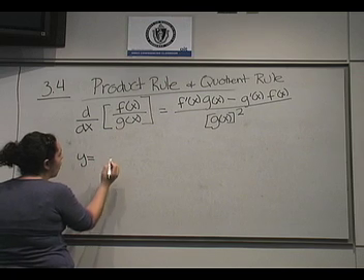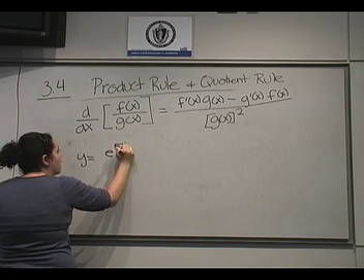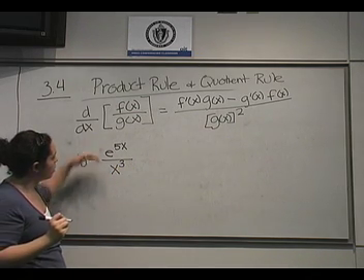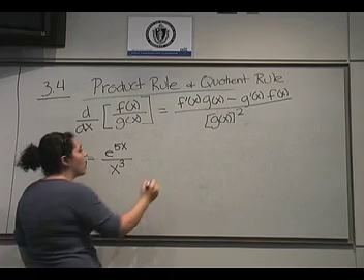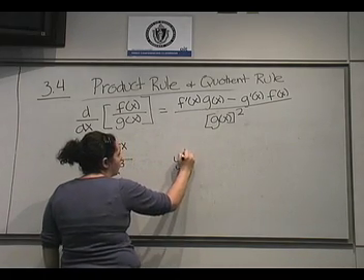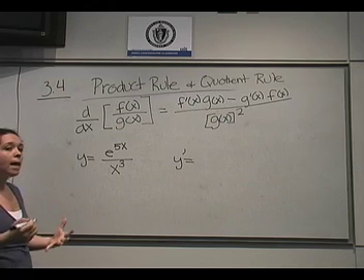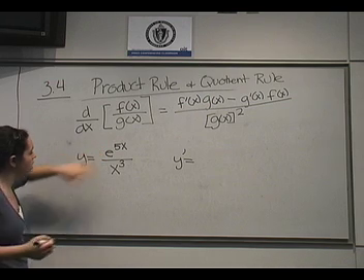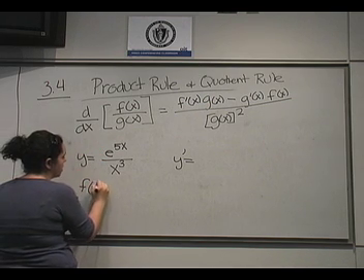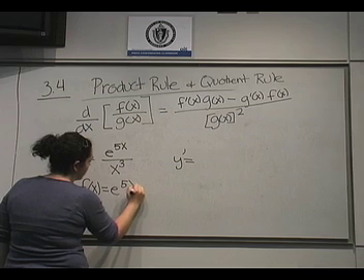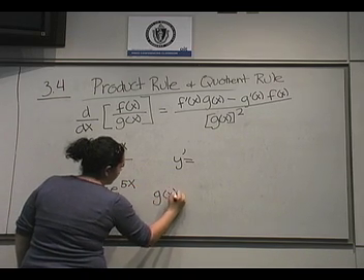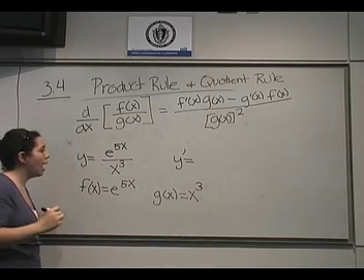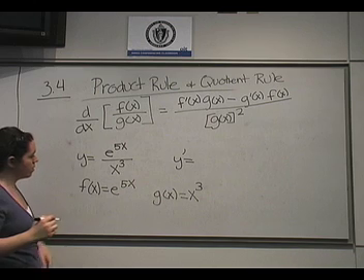Let's say we have y equals e to the 5x over x cubed. Okay, this is a quotient. We have one function over another one, and we would like to find the derivative of this function. So again, the first step is going to be to label our f and our g function. F is always going to be your top function. So my f of x here will be e to the 5x, and my g of x here, which is my bottom function, will be x cubed. All I did was label them according to what I started with.